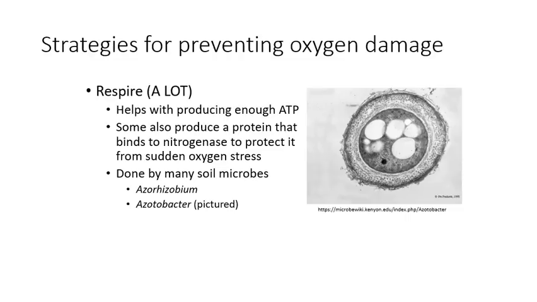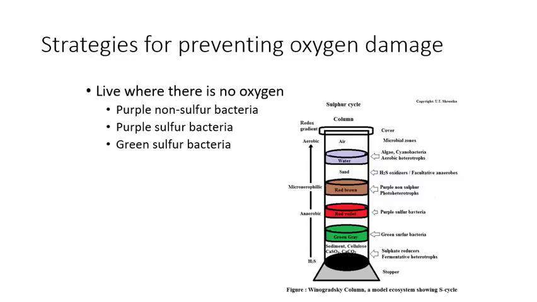It is also possible to produce a protein that reversibly binds to nitrogenase that protects it from sudden oxygen stress. This is a fairly common strategy for soil nitrogen fixers. And finally, one of the best strategies for preventing oxygen damage as a diazotroph is to simply live where there is no oxygen. This is obviously the approach that the anaerobic nitrogen fixers, who are anoxygenic photosynthesizers, use.